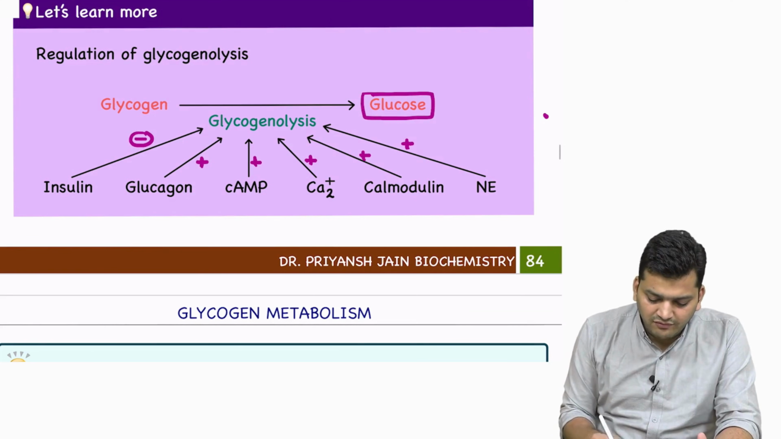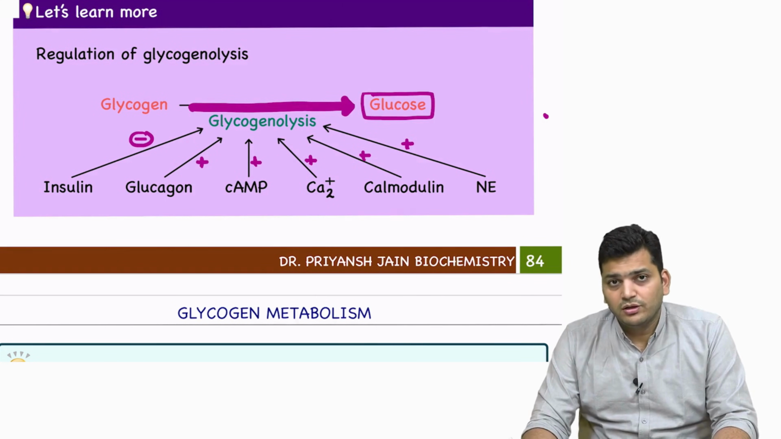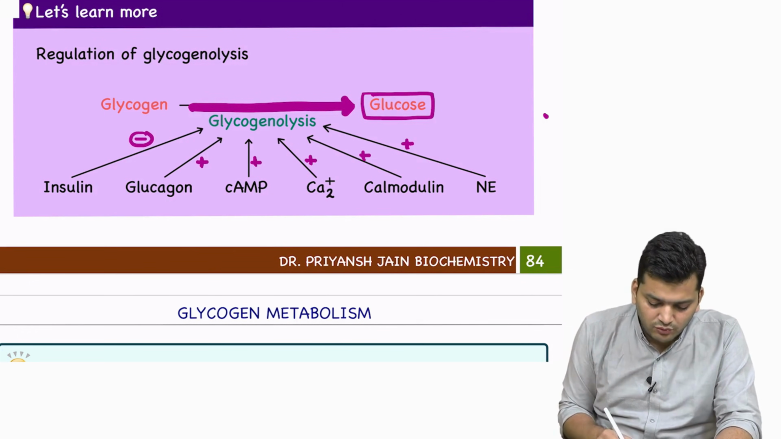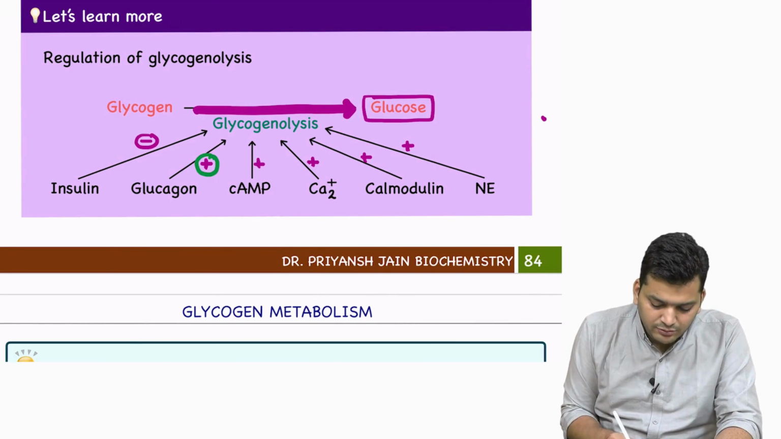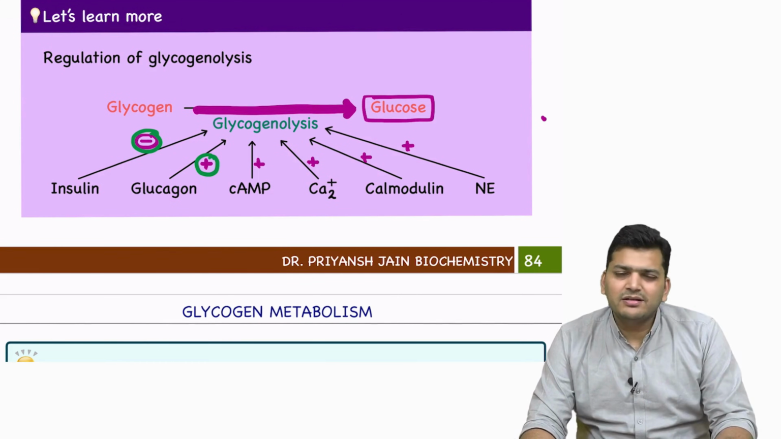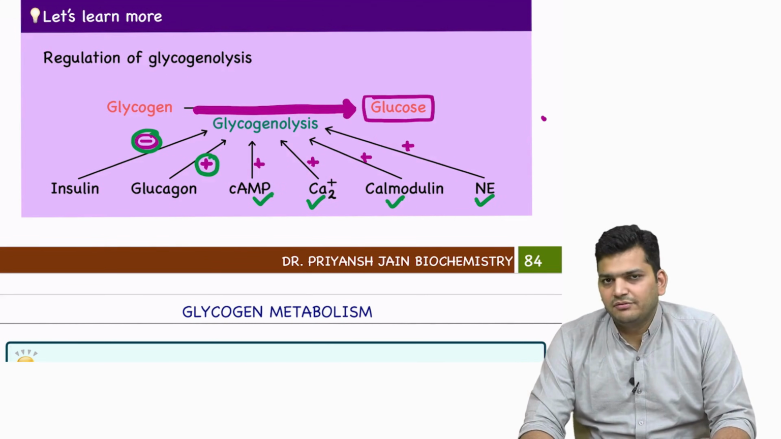We know that when we break down the glycogen, we are going to get the glucose molecule. Who wants to make glucose? Is it the insulin or glucagon? Yes, it is the glucagon that is going to stimulate. Insulin never wants the glucose to be made, so insulin is going to be an inhibitor. There are some other stimulators such as cyclic AMP, calcium, calmodulin, and norepinephrine. They can also stimulate this process.